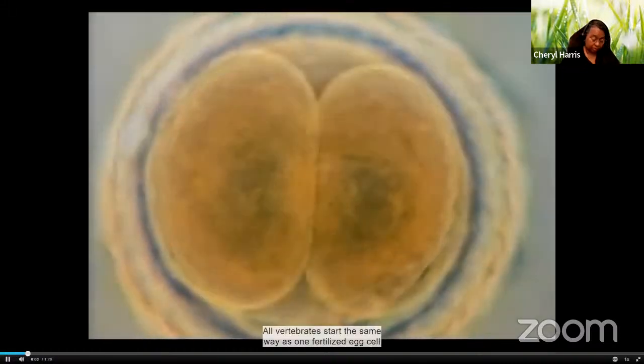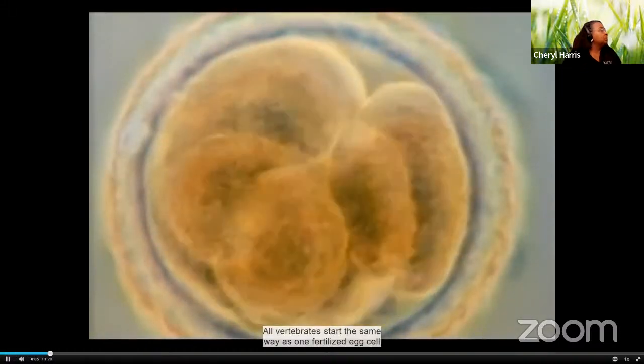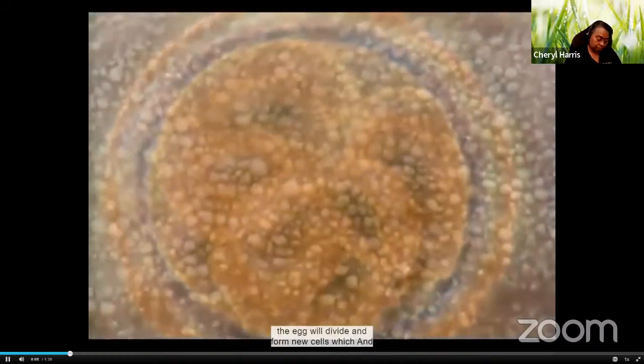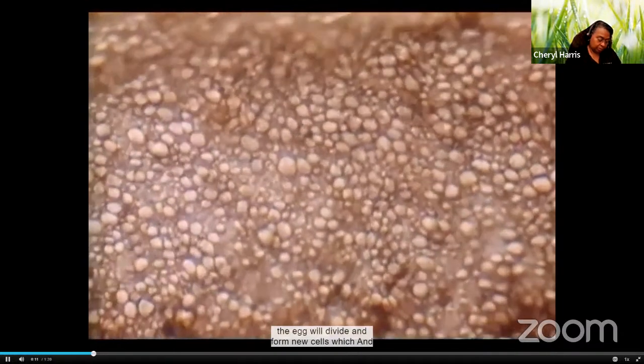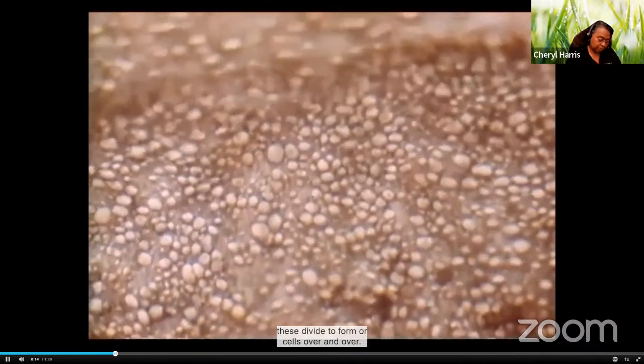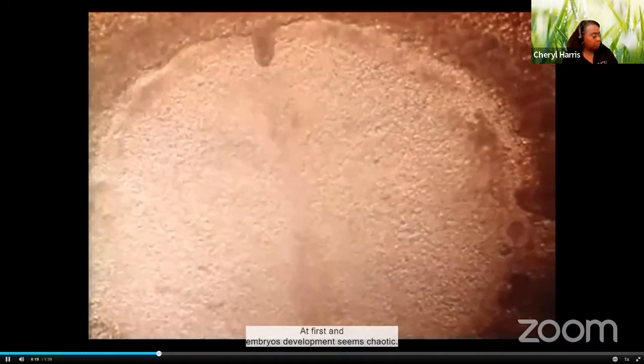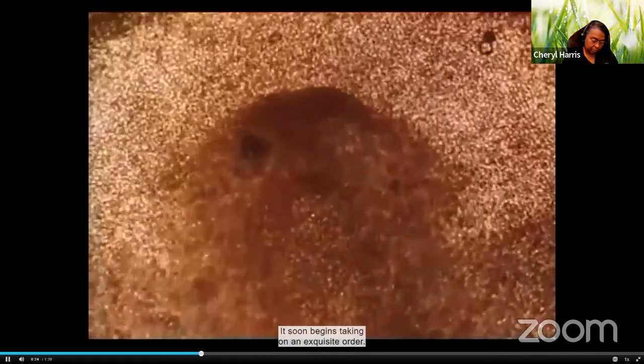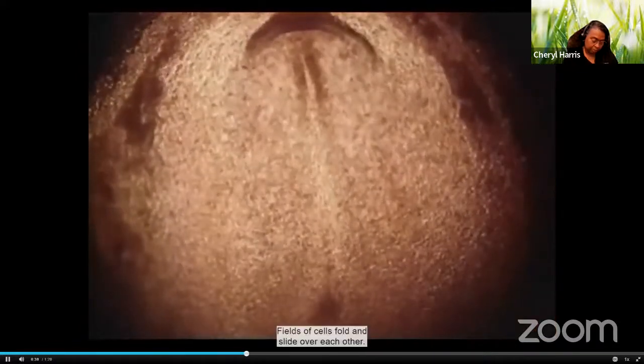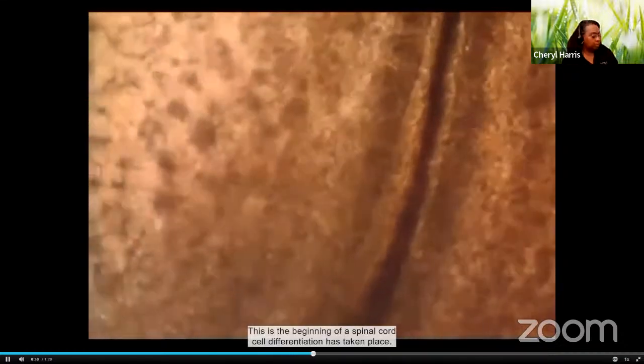All vertebrates start the same way, as one fertilized egg cell. The egg will divide and form new cells, and these divide to form more cells over and over. At first, an embryo's development seems chaotic. It soon begins taking on exquisite order. Fields of cells fold and slide over each other. These cells are gathering in a long line and rolling into a tube. This is the beginning of a spinal cord. Cell differentiation has taken place.